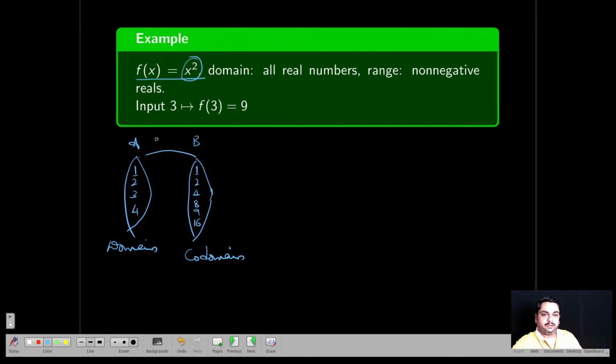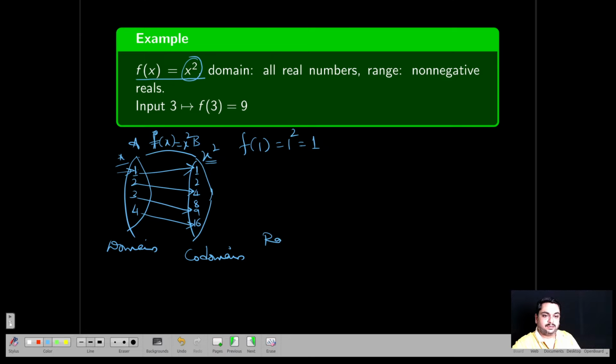Now you define a function f of x. That means there is a relation between A and B defined by f of x with the rule that f of x equal to x square. So what does it mean? If I take x equal to 1, that means f of 1 equal to 1 square, which is 1. This is the x, this is the rule x square, this is the input, this is the output. If I put 1, I have to map this to 1. If I put 2, I have to map this to 4, 3 to 9, 4 to 16.